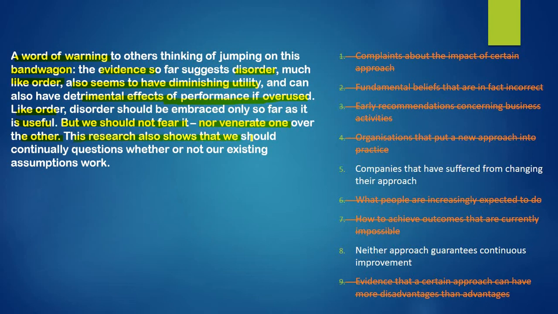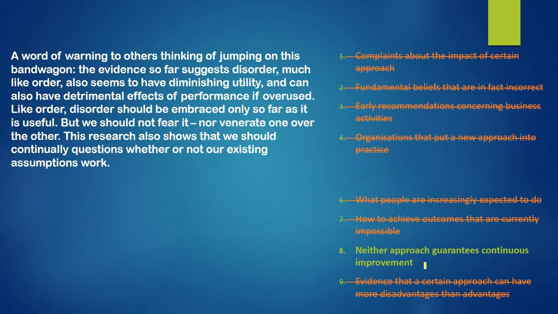This research also shows that we should continually question whether or not our existing assumptions work. So the main idea of this paragraph is the comparison of order and disorder and how both of them can be disadvantages. Number 5, companies that have suffered: no, we did read about suffering from both order and disorder, but we did not read about companies. So the right heading is: neither approach guarantees continuous improvement. Yes, this is right, because neither of them guarantees continuous improvement, and the other one was wrong.